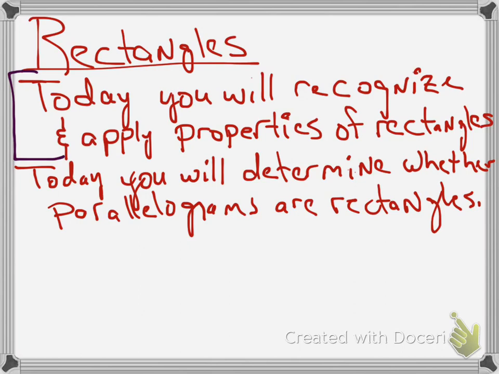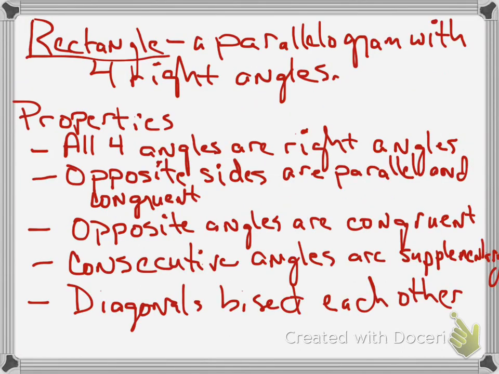Okie dokie. So, what is a rectangle? A rectangle is a parallelogram with four right angles. Some properties of rectangles: all four angles are right angles. Opposite sides are parallel and congruent. Opposite angles are congruent. Consecutive angles are supplementary. Diagonals bisect each other. That sounds a lot like a parallelogram, because it is.